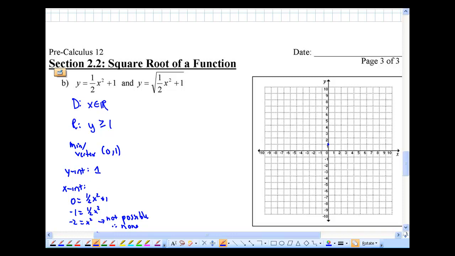Next, x equals 2. 2 squared is 4. Half of 4 is 2. Plus 1 is 3. Then 4 squared is 16, half is 8, plus 1 is 9. Much wider parabola.